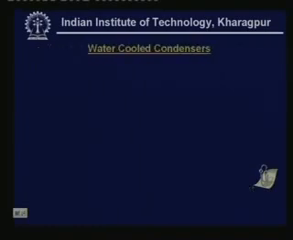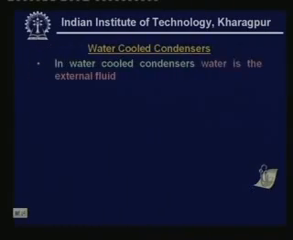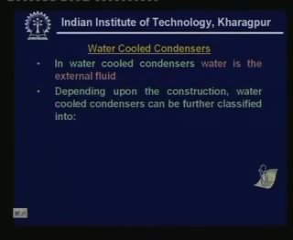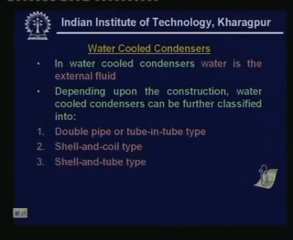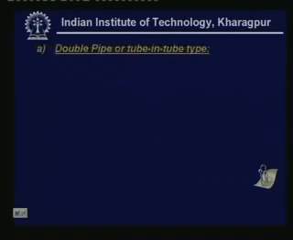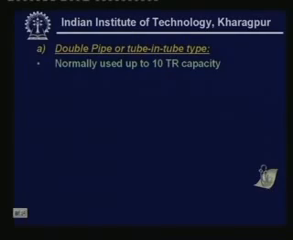Now let us look at water cooled type of condensers. In water cooled condensers, as the name implies, water is the external fluid, and depending upon the construction, water cooled condensers can be further classified into double pipe or tube in tube type, shell and coil type, and shell and tube type. Now let us look at double pipe or tube in tube type. These type of condensers are normally used up to 10 ton of capacity.